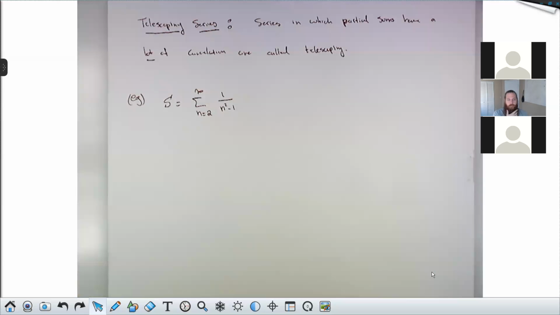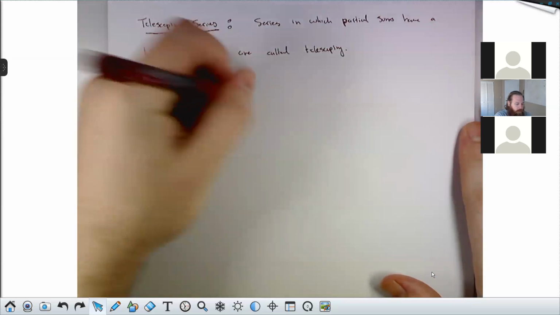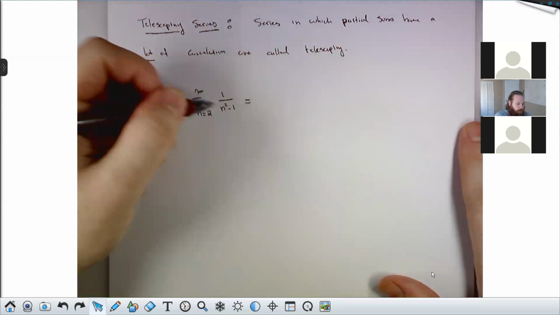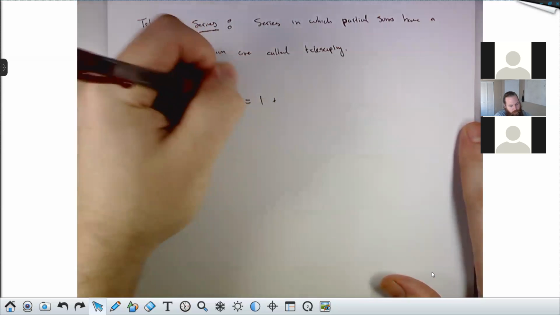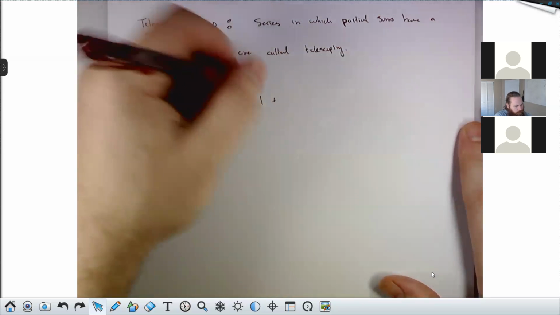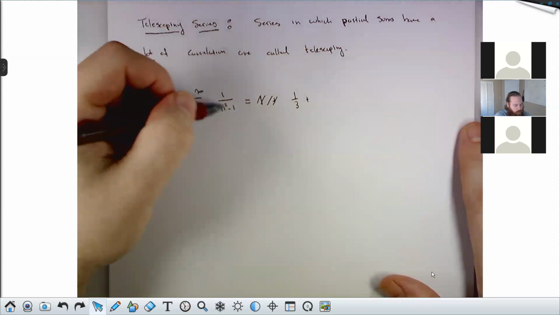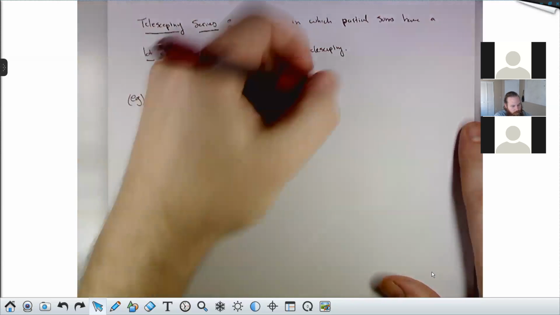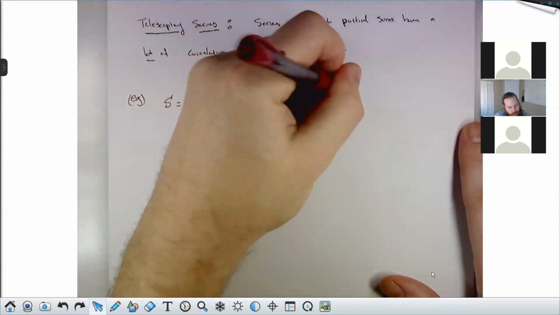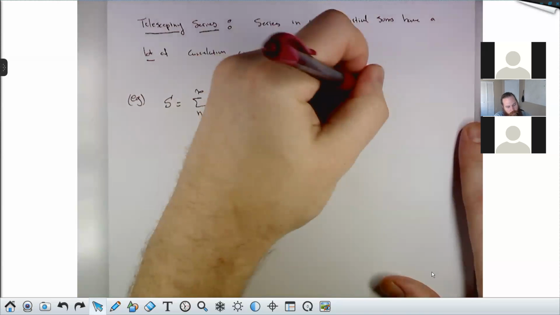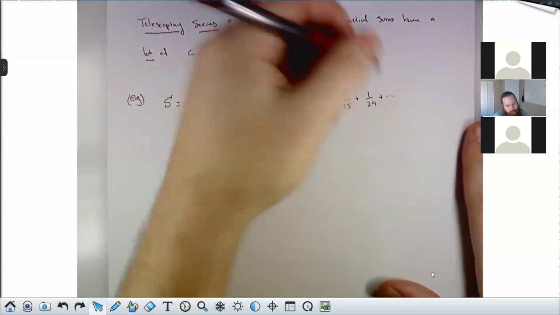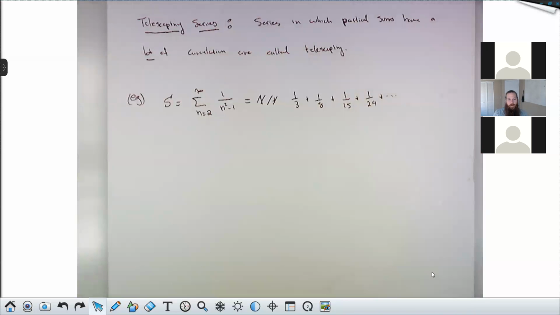1 over n squared minus 1. If you start writing out the first few terms, it doesn't look like there's going to be a lot of cancellation. This is 1 over 2 squared minus 1, that's 1/3. Plus 1 over 3 squared minus 1 is 1/8. And then 1 over 4 squared minus 1 is 1/15. 1 over 5 squared minus 1 is 1/24, and so on. So I don't see any cancellation here, do you? Sorry, that's rhetorical. I don't expect an answer. No, there's no cancellation here.